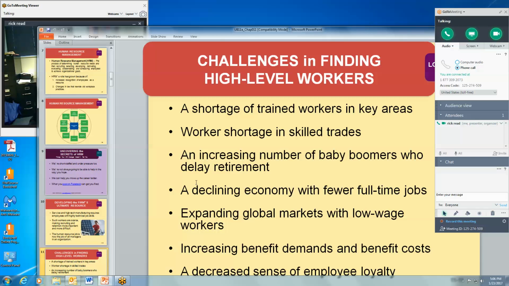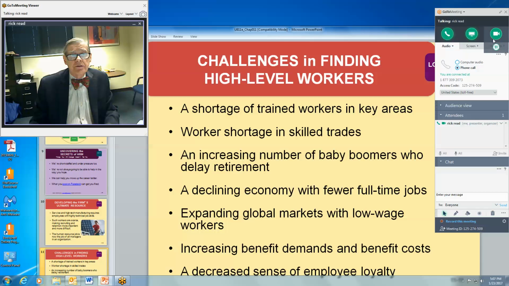Now notice here, these are challenges of finding high-level workers. Why do I need a higher education? Well, one of the reasons you need a higher education is because many things have changed in the workplace. If you're not computer literate, you can't write well, you can't express yourself well, you may not get a job. You can't think critically, etc. So that's why we have people going through institutions of higher learning.